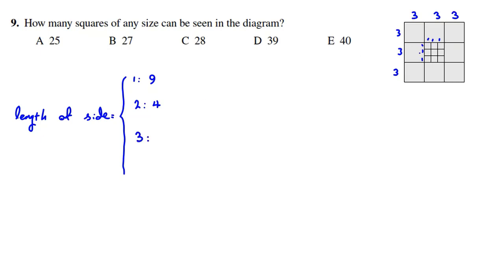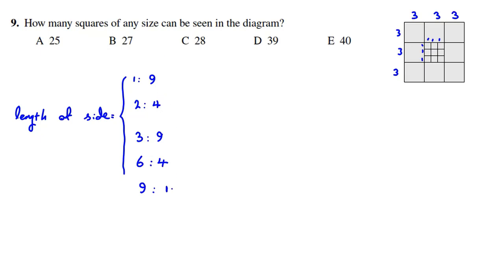If the length is 3, then we have 1, 2, 3, 3 times 3 again, 1, 2, 3, 4, 5, 6, 7, 8, 9. If the length is 4, we don't have any. After 3, the next side length is 6: 1, 2, 3, 4. And the last part, if the side length is 9, we have 1.